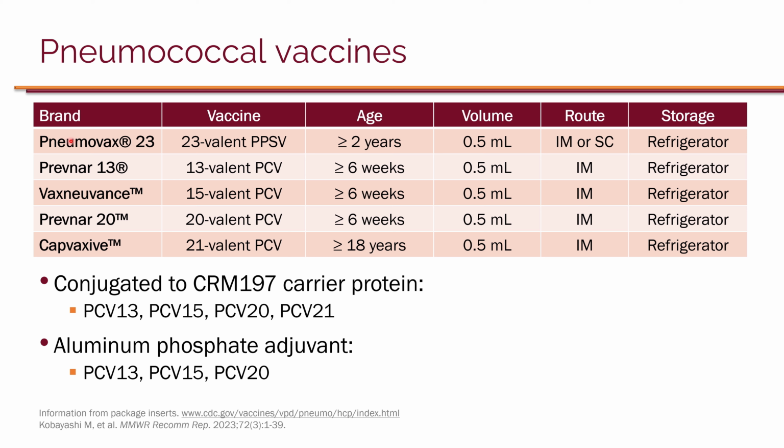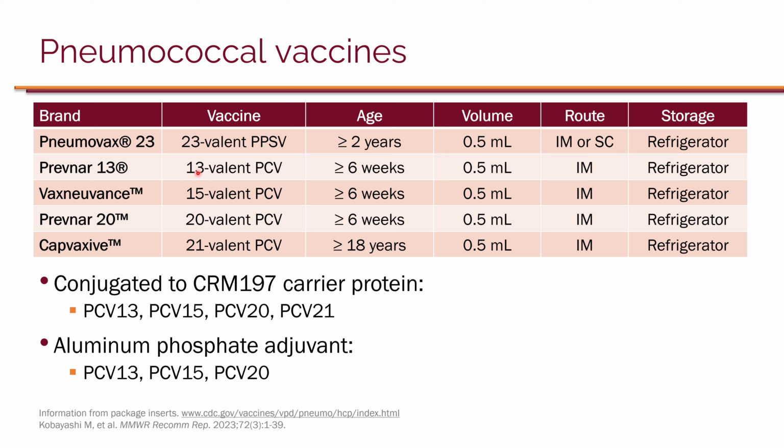Now, as of this recording, there are 5 pneumococcal vaccines available on the market. The first one is the Pneumovax 23. So this is targeting 23 different serotypes, and it is approved for age 2 years and older. These are essentially all of them 0.5 ml intramuscular injections, but Pneumovax can also be administered subcutaneously, and they all need to be stored in a fridge. So refrigeration is required, but not freezing.